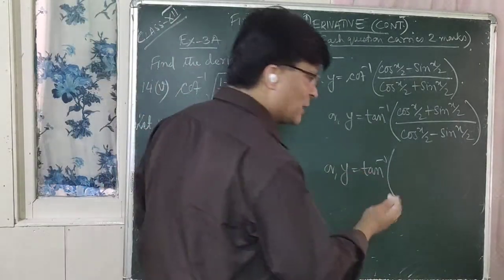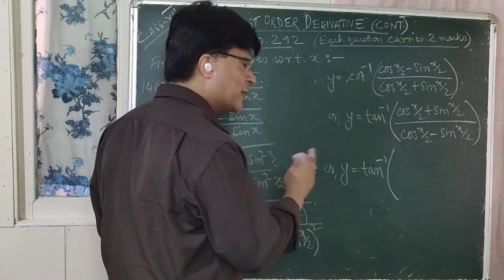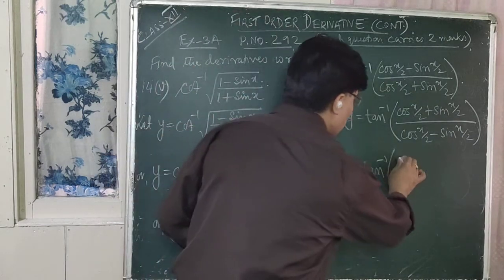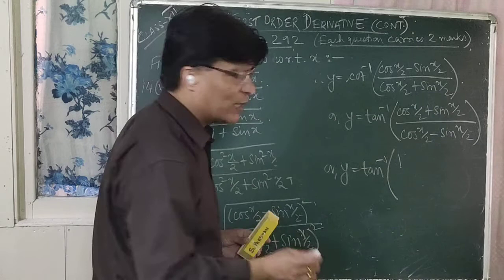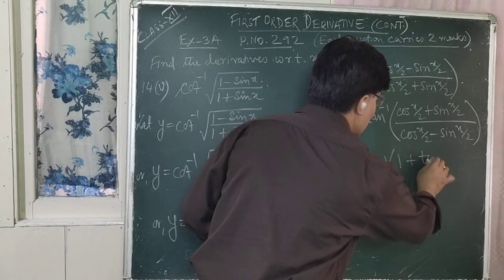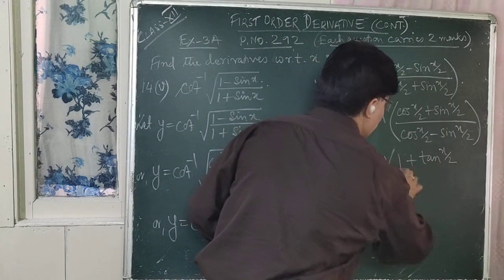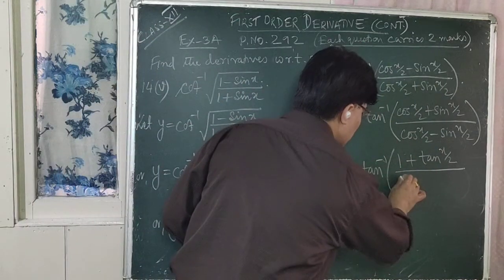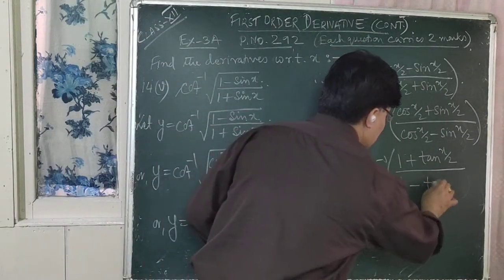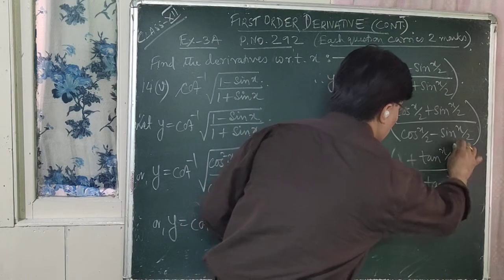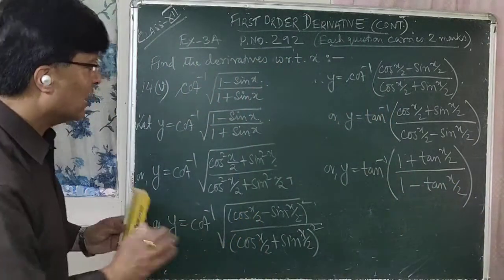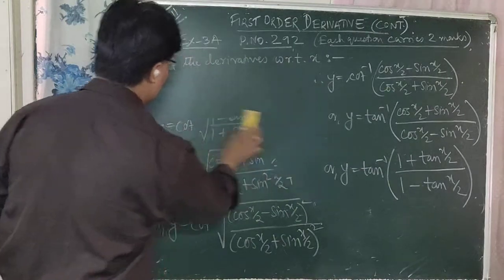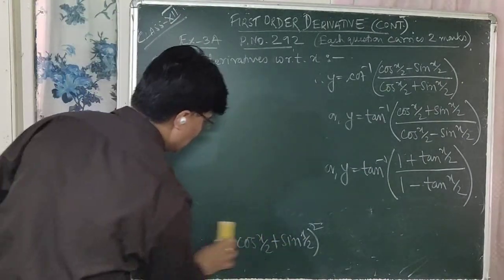Now if you separate the terms in both the numerator and the denominator, you will get cos x by 2 divided by cos x by 2 is 1 plus, what is sin by cos? It is tan x by 2, whole divided by what? In the denominator also divided by cos x by 2, it is 1 minus tan x by 2, right? Now again you have to simplify it further, right?